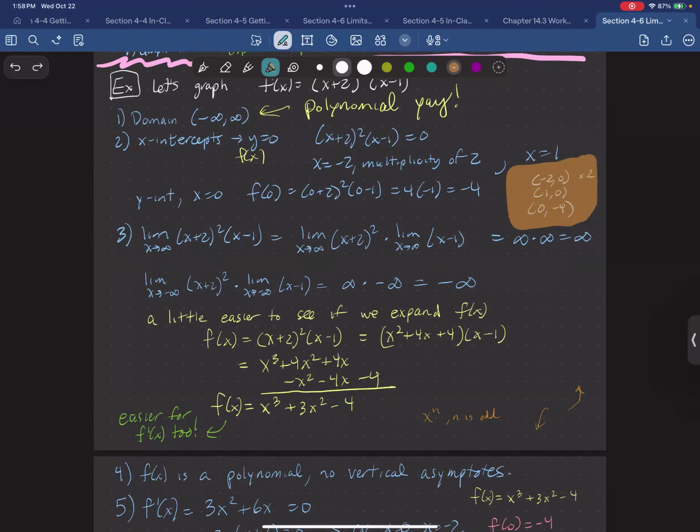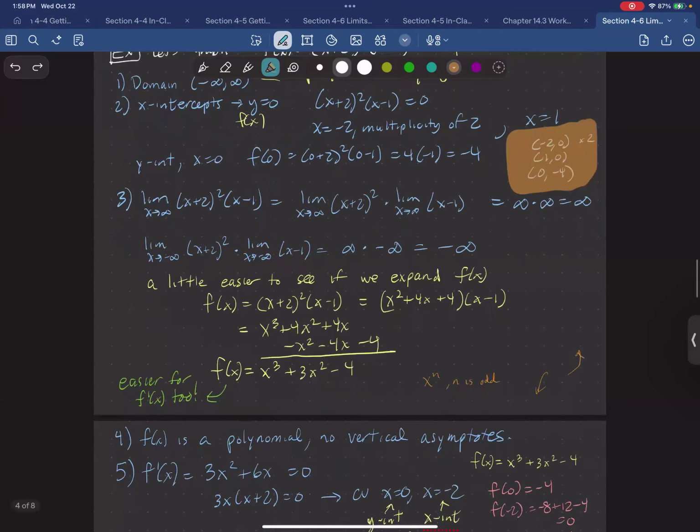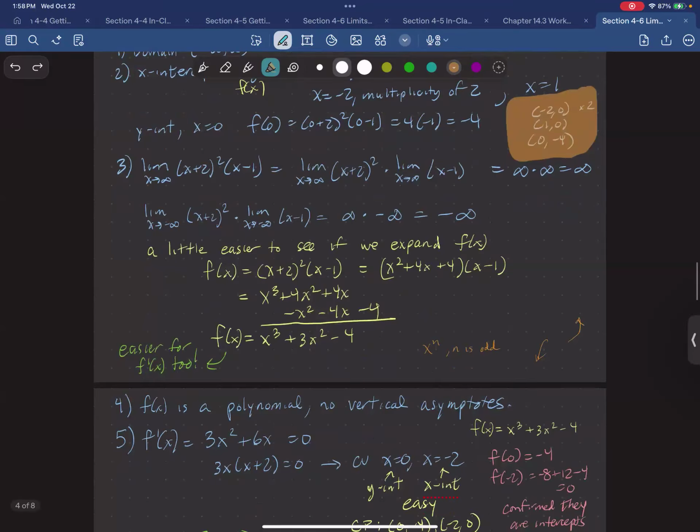So the derivative of x cubed plus 3x squared minus 4 is just 3x squared plus 6x. We set that equal to 0 to find our critical points. I factored. So this gets set equal to 0, and I get x equals 0. X plus 2 gets set equal to 0, and I get x equals negative 2.